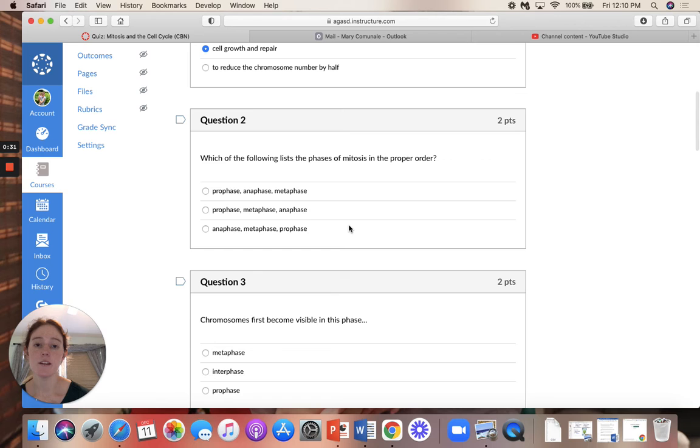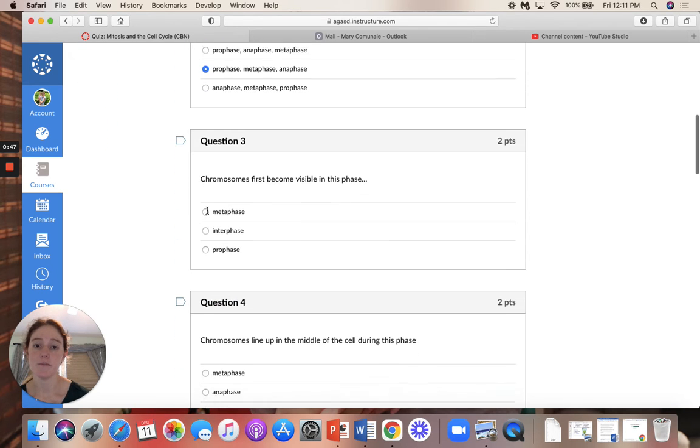Which of the following lists the phases of mitosis in the proper order? If you remember PMAT, you'll get the order correct every time. Prophase, metaphase, anaphase, then telophase. Now, telophase isn't part of this one, so it's just going to be prophase, metaphase, anaphase.